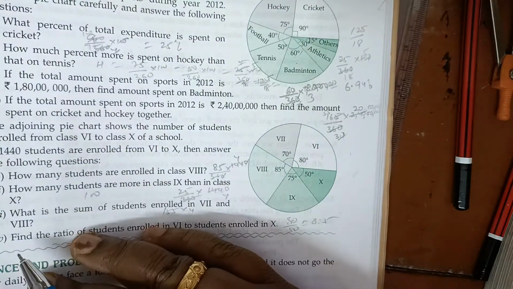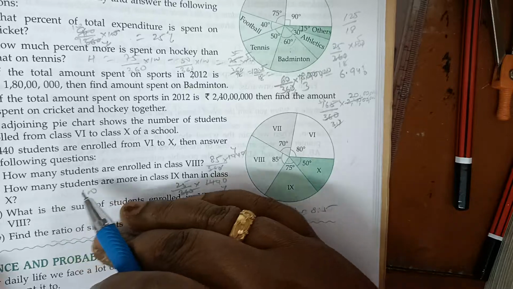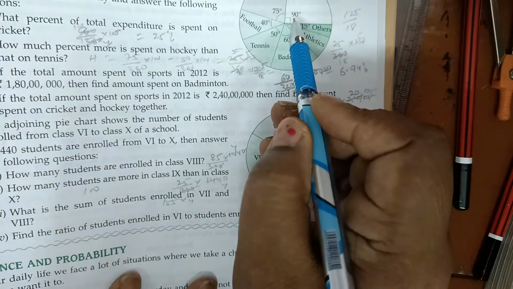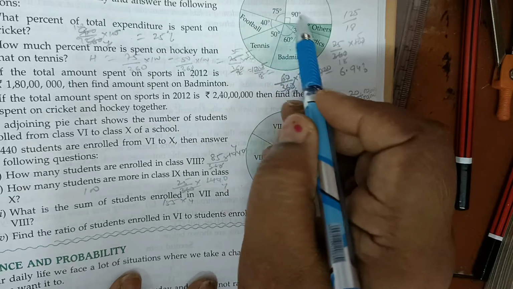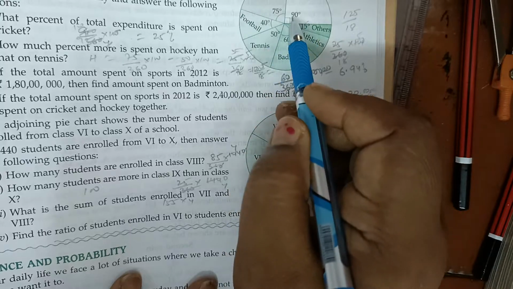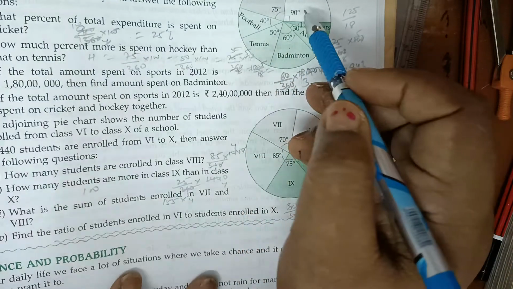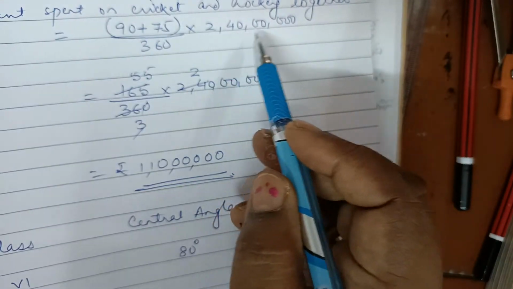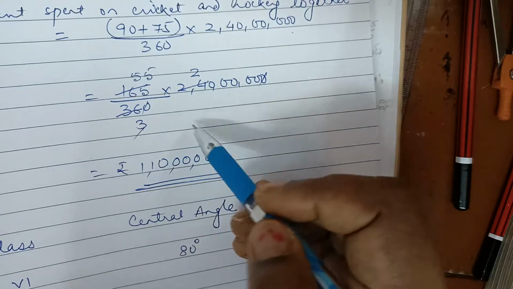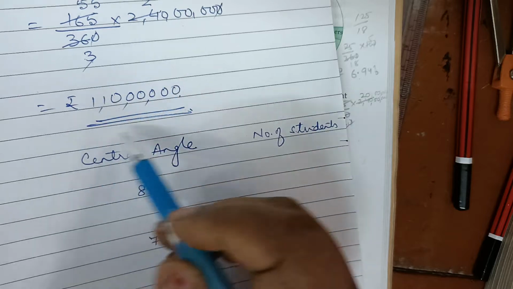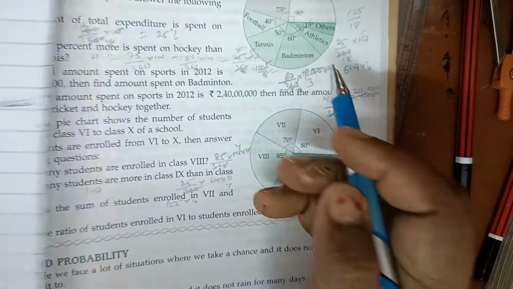Next question. If the total amount spent on sports in 2012 is 2 crore 40 lakhs, then find the amount spent on cricket and hockey together. Cricket and hockey, that is 90 plus 75, that is 165 degrees. So 165 by 360 into 2 crore 40 lakh rupees. When you solve it, you will get 1 crore 10 lakh rupees. So this much amount is spent on cricket and hockey together.